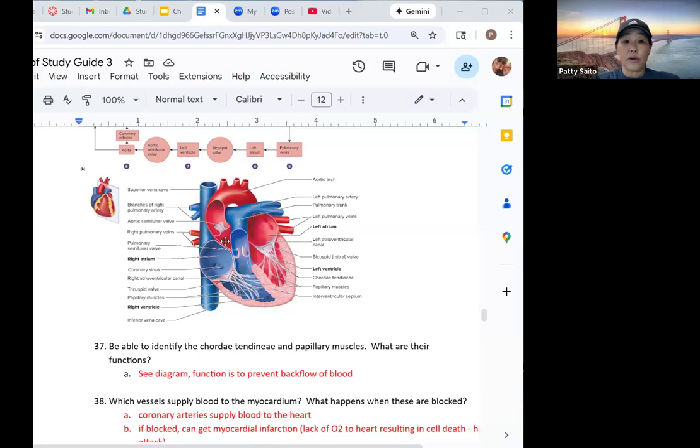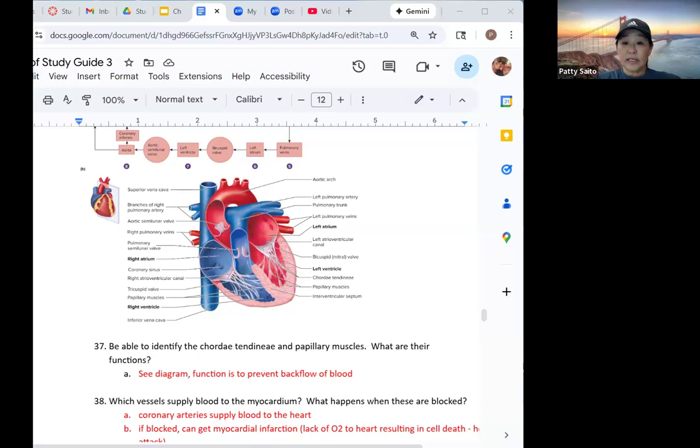Okay. So the aorta is this big one, right? But notice after the aorta, there are three branches that go to different parts of the body. They're going to go to the head, and they're going to go to the upper extremities, the arms.